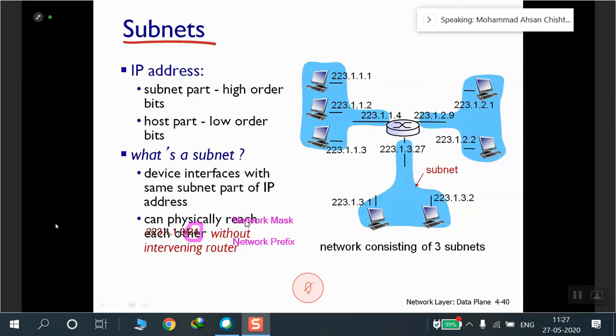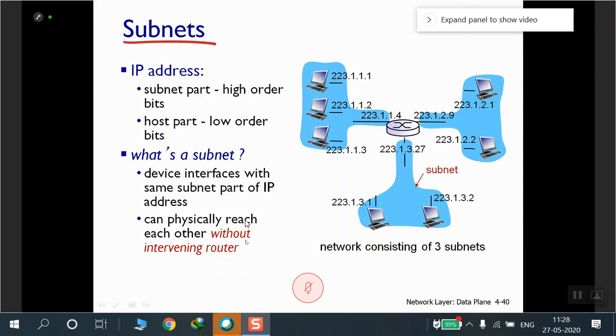So this is what we discussed. The IP address has the subnet part as well as the host part. The subnet part is the part of the interface. Another thing that you see, a router that connects this network also has the same network part. So you need to have the same network part so that the whole network is connected to the router.